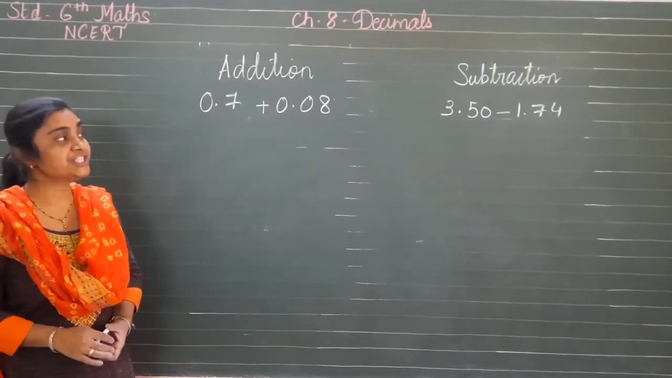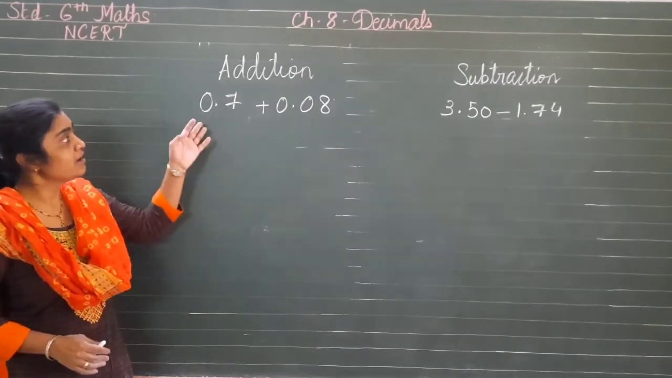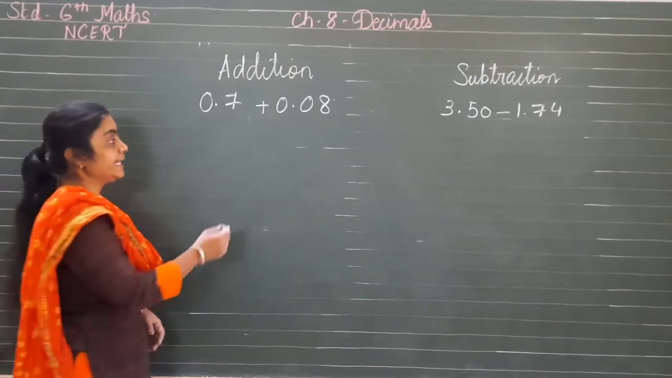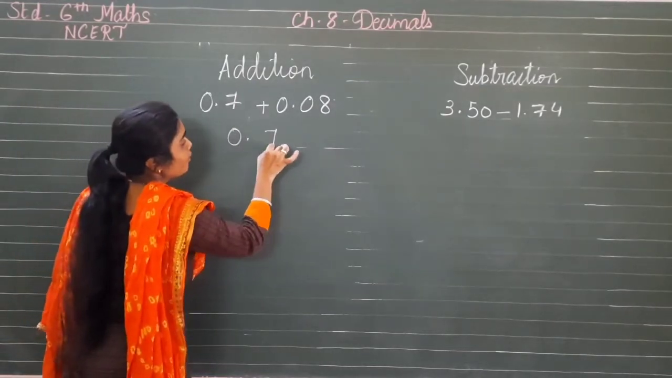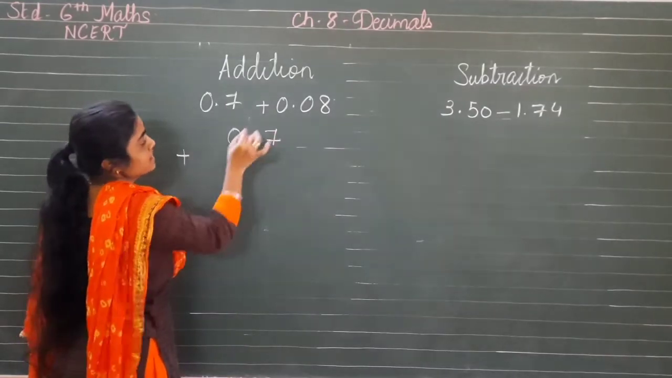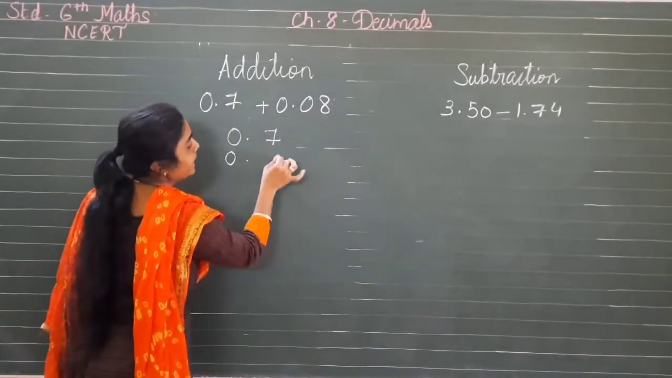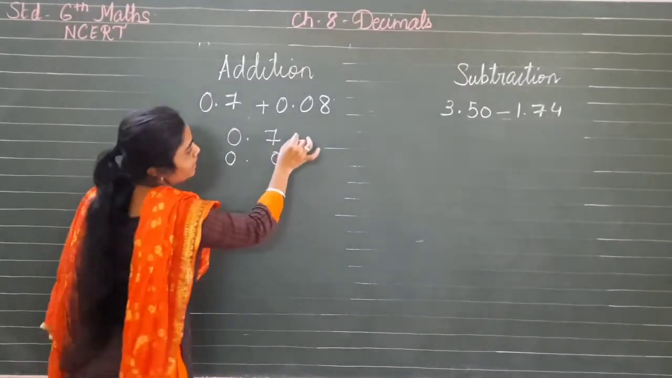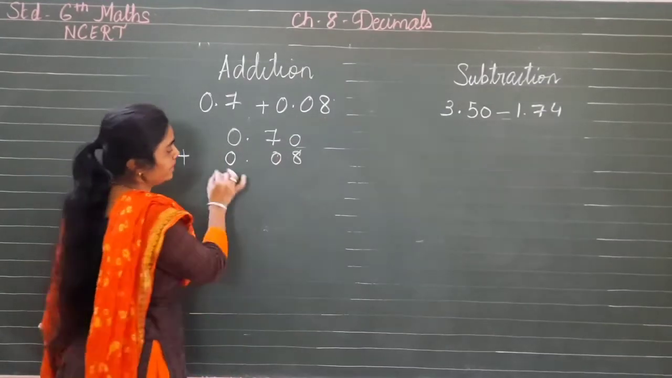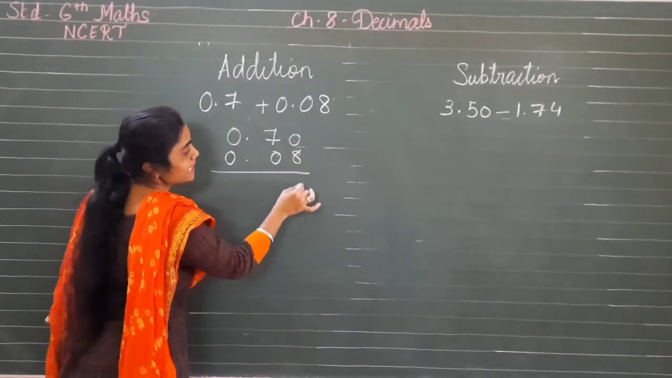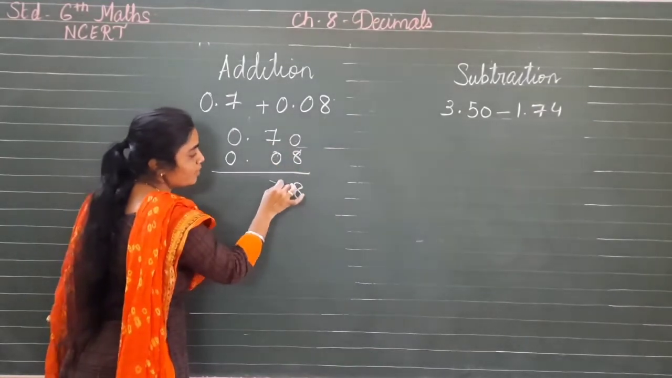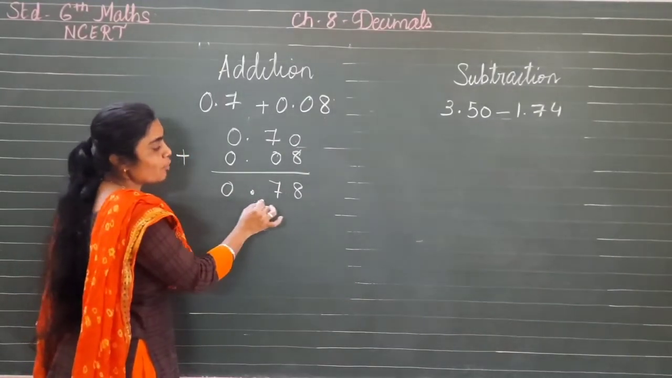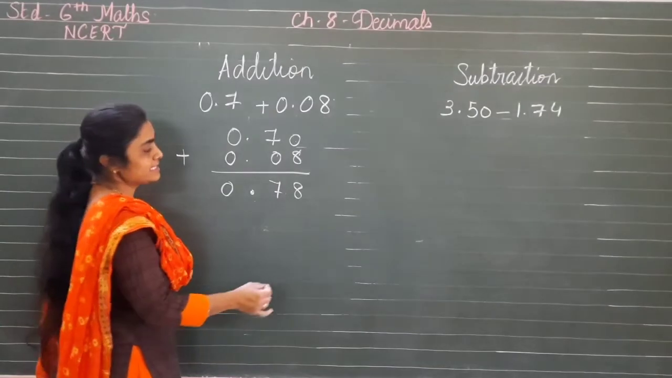Now let us see addition and subtraction in decimals. One example is 0.7 plus 0.08. Let us add the numbers. 0.7 plus 0.08. So we will write 0.08 over here. Here there is no digit, so we can place 0 over here. If we add the numbers, 0 plus 8 will be 8. 7 plus 0 will always be 7. Decimal point and 0. So the answer is 0.78.